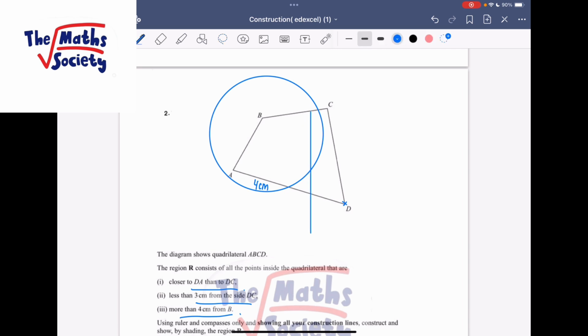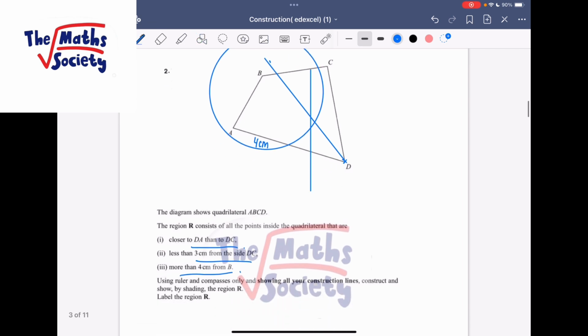And it says less than 3 centimeters from the side DC. DC has to be less than 3 centimeters, so we have to know that it's less than 3 centimeters. So I'm just going to put a point here from DC again. Just know that you're going to use a compass to measure 3 centimeters. It's just going to be this way. Draw your arc, and then we can say that you use your regular compass construction line. So we know that from DC it has to be less than 3 centimeters.